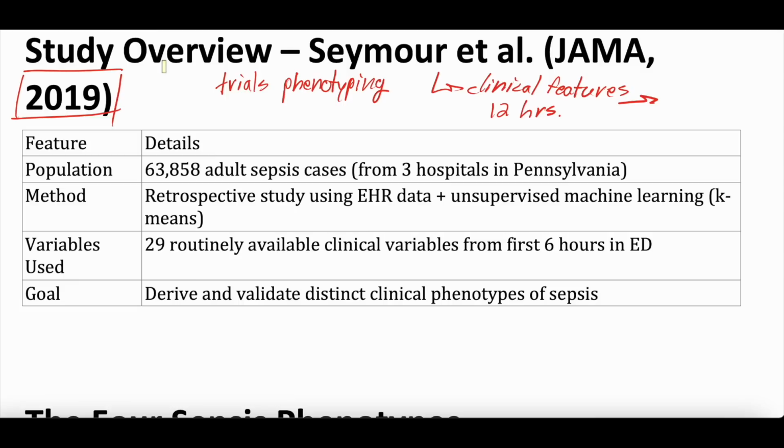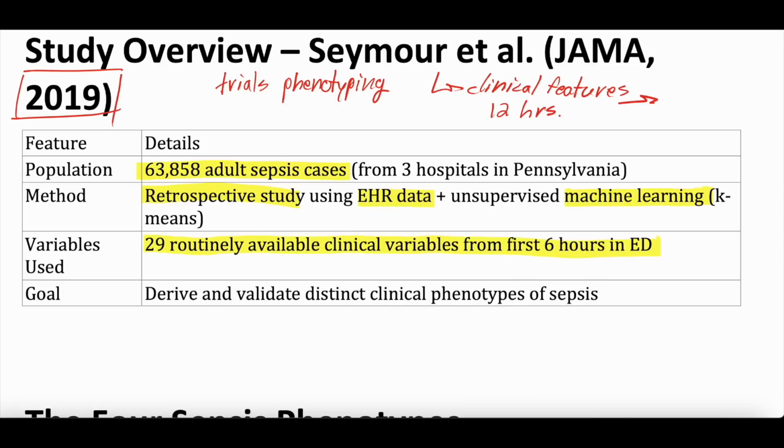And they looked at a ton of patients, okay, almost 64,000 adult patients with sepsis. Now it was retrospective. They did look back in time using the electronic health record and used machine learning. This is outside of our area of expertise or understanding, so we can't really comment on how robust this is, but they have this kind of incredible machine learning approach to this retrospective chart review. They then found 29 routinely available clinical variables.